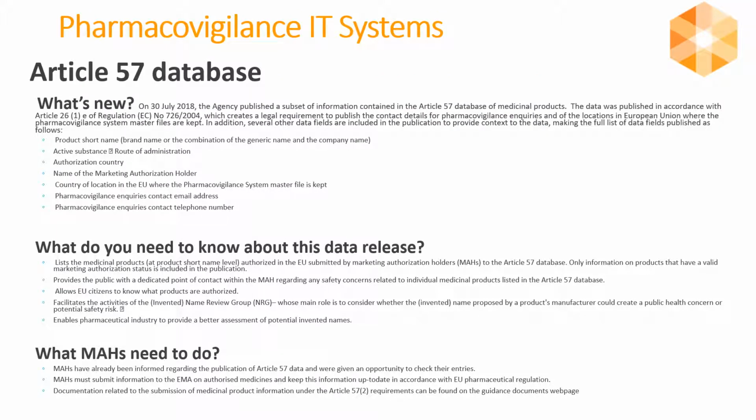So in the next couple slides, I'd also like to give an update for those that are involved in the pharmacovigilance world related to the updates for IT systems as well as pharmacovigilance processes. First, within the IT systems, we have our Article 57 database. So what's new? On the 30th of July in 2018, the agency published a subset of information contained in the Article 57 database of medicinal products.